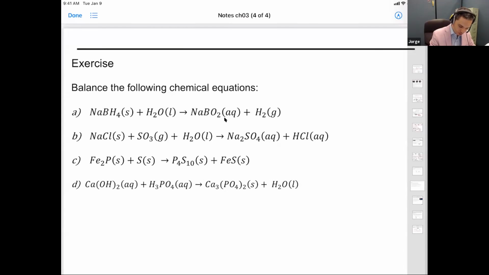So let me just quickly change to my other screen. Okay, so I will start with the first one. Let me rewrite here. So we have NaBH4 in the solid state, reacting with water in the liquid state. So those are my ingredients to cook. And the result of my cooking is NaBO2. AQ means aqueous, in other words, dissolved in water. And I'm going to also produce hydrogen gas, H2 gas.